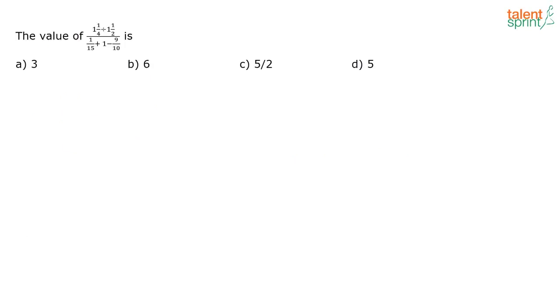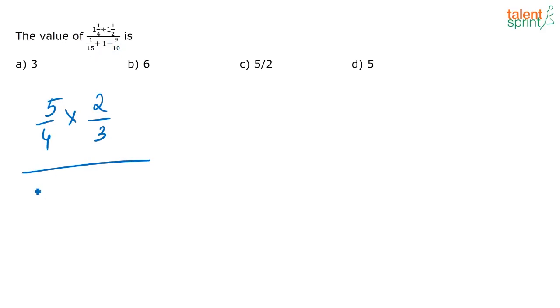Next question. These few questions are from mixed fractions, improper fractions. What is the value of 1 1/4 divided by 1 1/2 divided by 1/15, 1 and minus 9/10? Again, fractions, just convert them into improper fractions. These are mixed fractions, correct? So 1 1/4, how can you write it? 1 fours are 4 plus 1, that is 5/4. 1 1/2 is 1 into 2 plus 1, 3/2. Here there is a division symbol. So 5/4 divided by 3/2 is equal to 5/4 into 2/3.